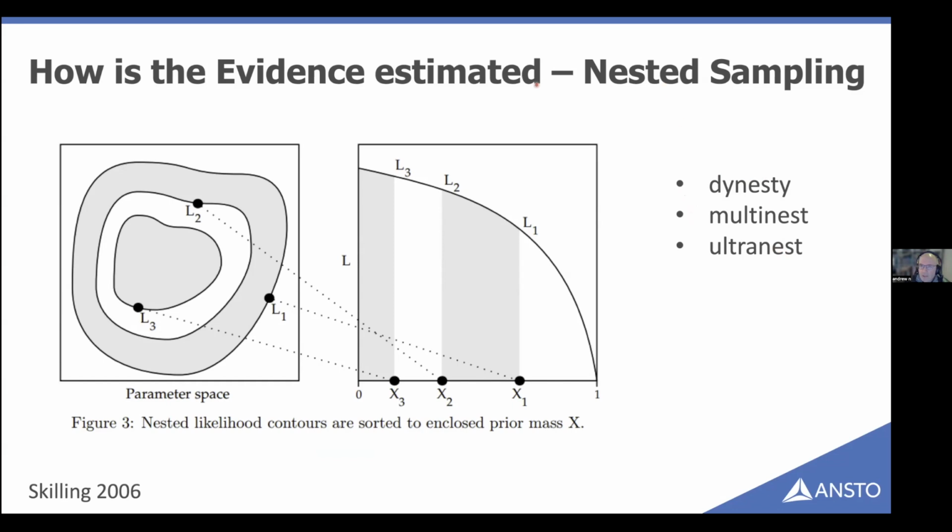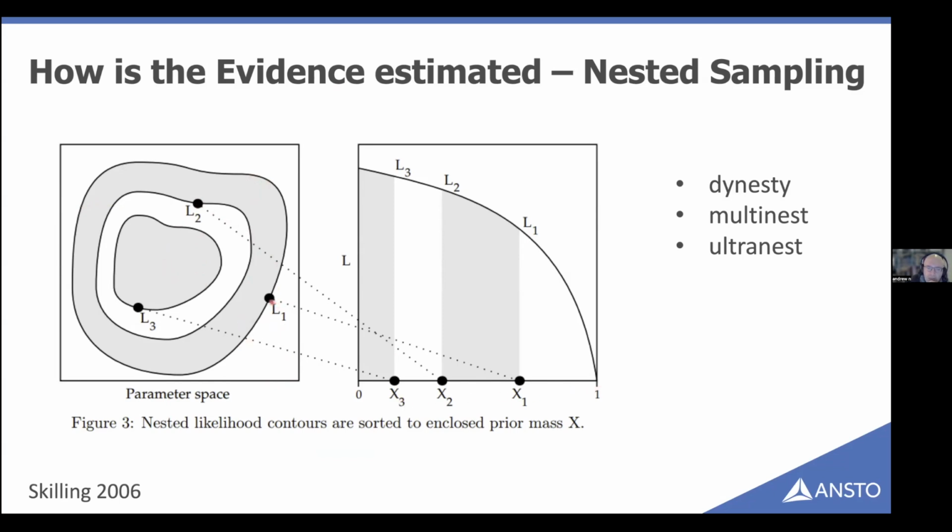And remember, what we're doing to estimate the evidence here is that we're trying to integrate the likelihood over the prior volume. So that is basically the volume integral of the likelihood over the prior volume, which is illustrated in this contour plot over here. And what we're showing is the different likelihoods as a function of prior mass.